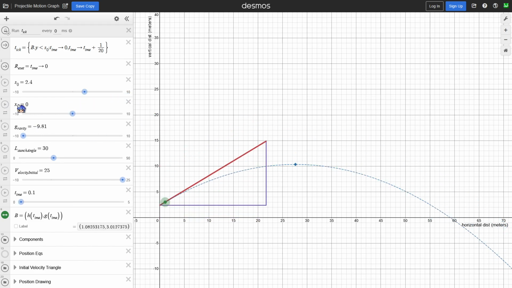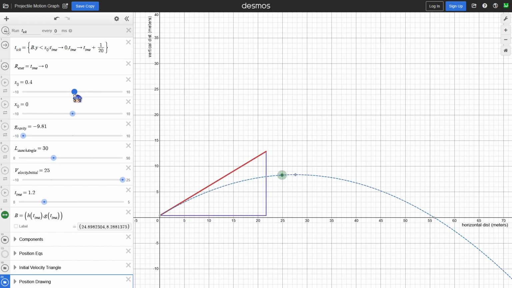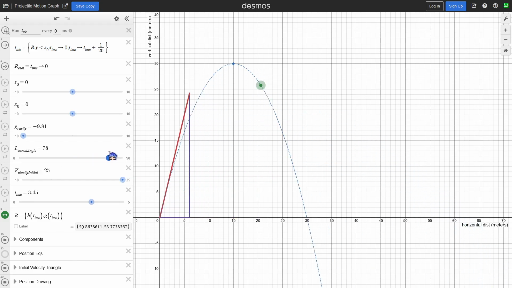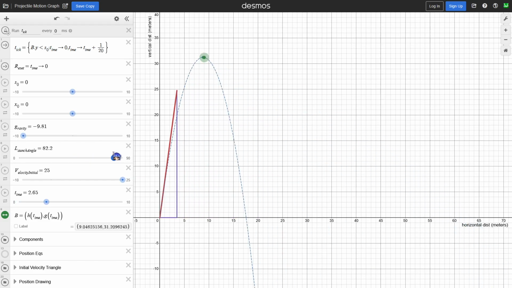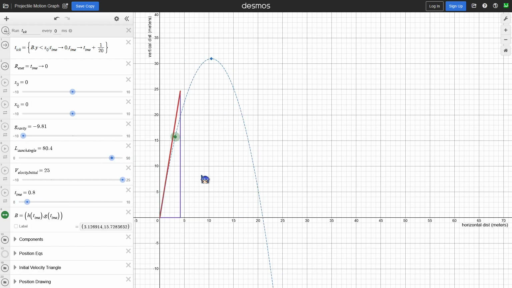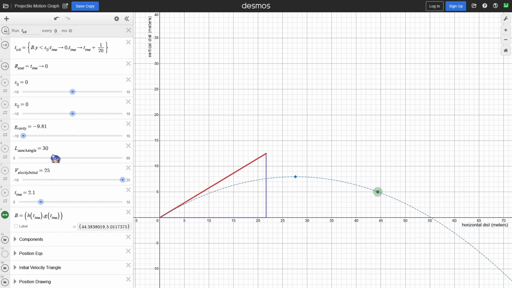I plan to add changing the initial X position, although that isn't as important. But yeah, you can change it. If I set this back to 0, you can change the launch angle. So you can throw it at 70 degrees, 80 degrees in the air. It won't go very far, but it'll go pretty high.